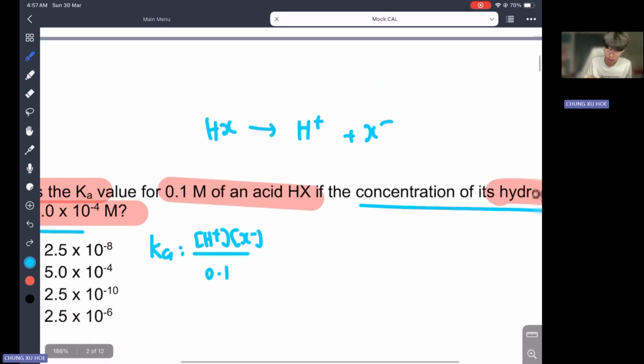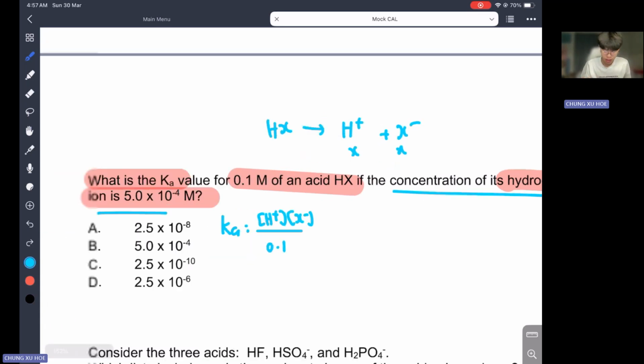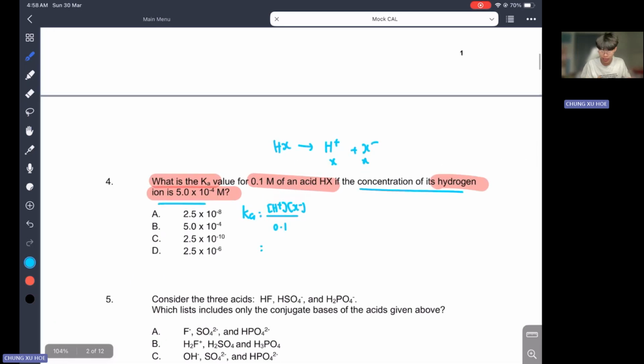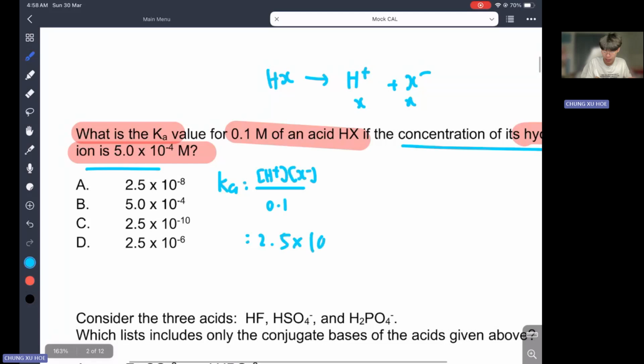Okay, so in the ICE table, initially it's 0, 0, and then plus x. At the end, it's balanced, so it ends up with x and x. Both are x, which means their values are the same. So, like the previous question, 5.0 times 10 to the power of negative 4, you square it, and you get this value. Then you divide it by 0.1. They are not asking for pK, so you don't need to take the negative log. So it will be 2.5 times 10 to the power of negative 6. Woohoo! The answer is D.